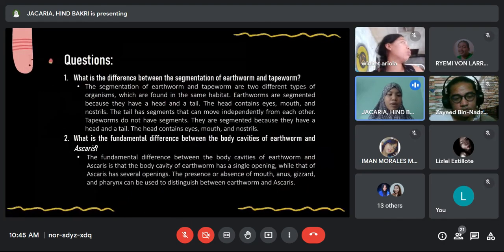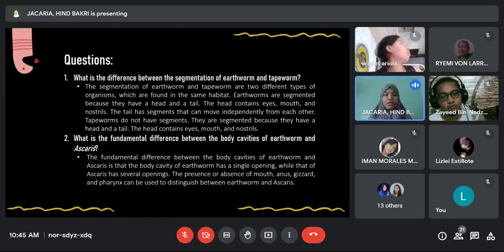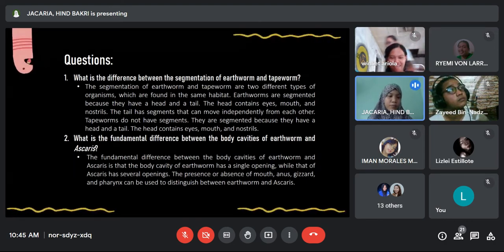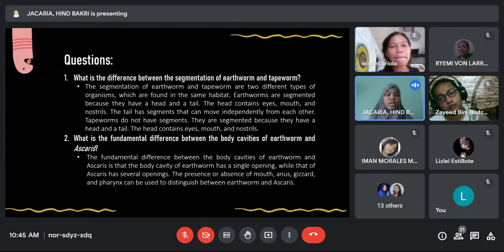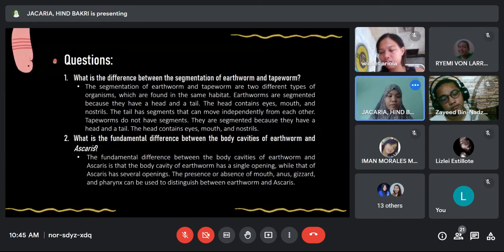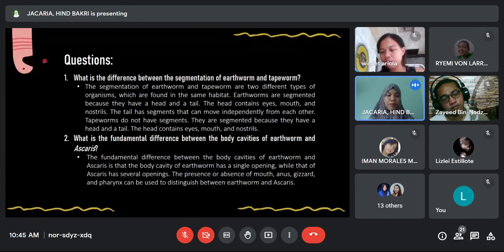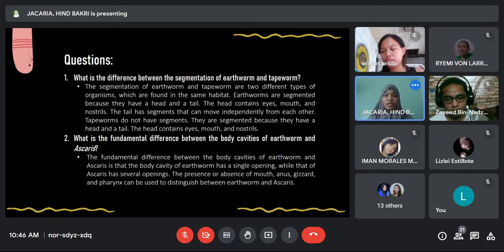And for the questions, number one, what is the difference between segmentation of earthworms and tapeworms? So the segmentation of earthworms is different from tapeworms because earthworms are segmented, they have a head and tail. They contain eyes, mouth, and nostrils. And the tail has segments that can move independently from each other. The tapeworms, although they have segments, it is not called annuli like in earthworms because they don't have a true body cavity.